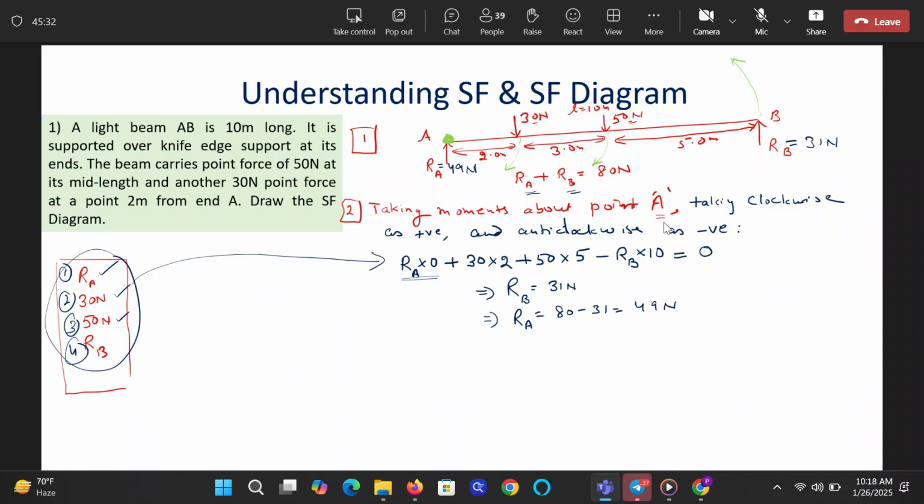You can try it about any point. Now you'll say, sir, if I take a point here and take the moments, what will happen in the expression? I'll have RA and RB both remaining. Then you will have to use this equation and solve by simultaneous equations, which will be an unnecessarily lengthy process. Therefore, it was strongly recommended that you take moments about one of the supports. Is that clear now? Clear, guys? Yes, sir. Okay. Any more questions up to this point?